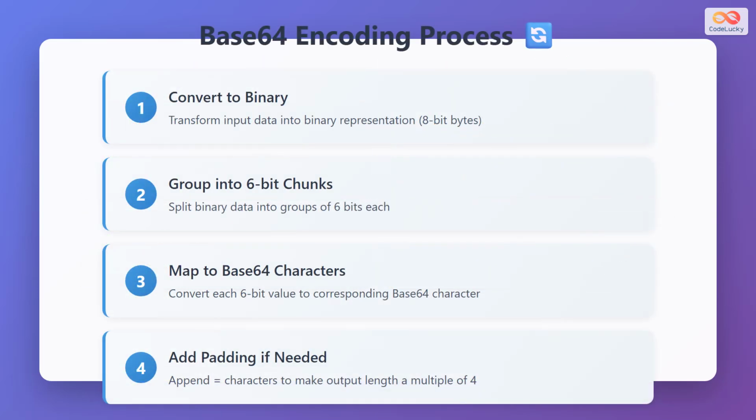Understanding the Base64 encoding process helps demystify how it works. The process follows 4 steps. Step 1. Convert your input data into binary representation, where each character becomes 8 bits. Step 2. Split this binary data into groups of 6 bits each. Step 3. Map each 6-bit value to its corresponding Base64 character using the Base64 character table. Step 4. Add padding with equal signs if needed to make the output length a multiple of 4. This systematic approach ensures consistent and reliable encoding of any data.